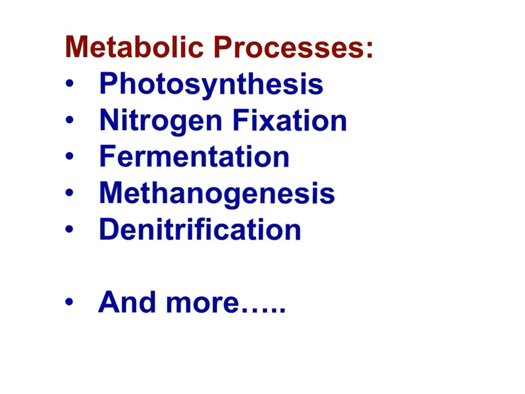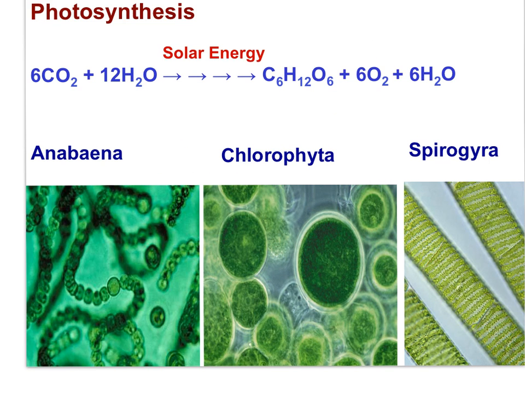So let's look at 5 metabolic processes carried out by microorganisms, starting with photosynthesis. Photosynthesis transforms carbon dioxide and water into carbohydrates using solar energy. You know many examples of macro photosynthetic organisms. Work to learn the name of 1 or 2 micro photosynthetic organisms, such as Anabaena, Chlorophyta, or Spirogyra.